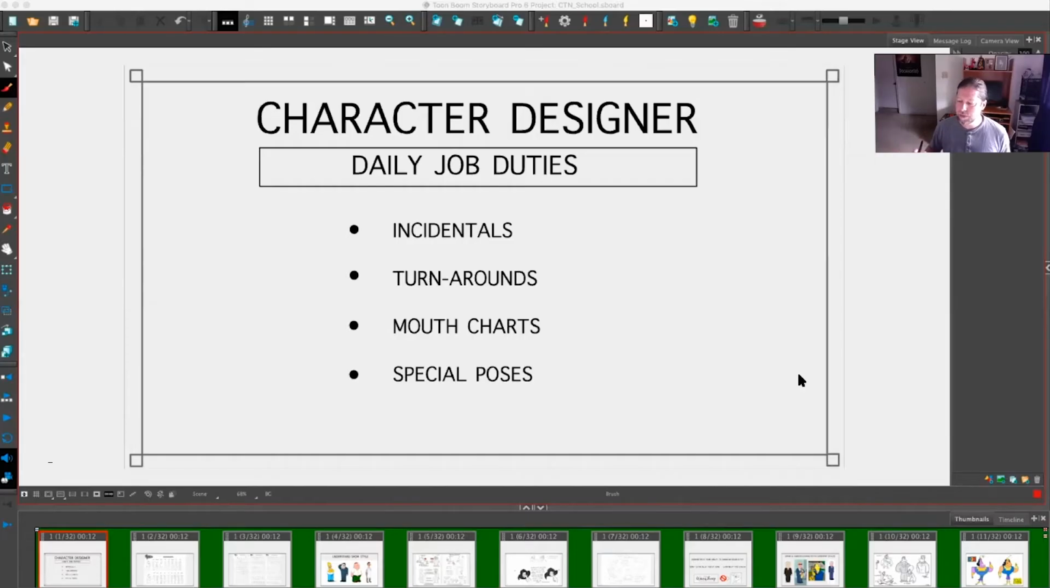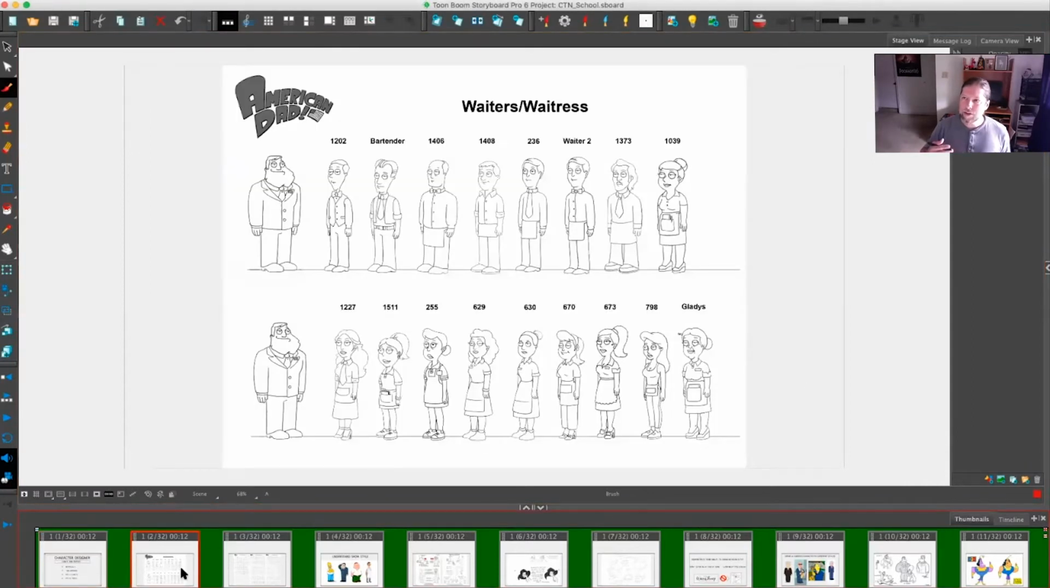So let's start with incidental characters. What is the incidental character? Of course, an incidental character are all the characters that are used briefly in an episode or in the background. So for instance, here's an example from American Dad of waiters and waitresses that have been drawn over the years and added to the stockpile.